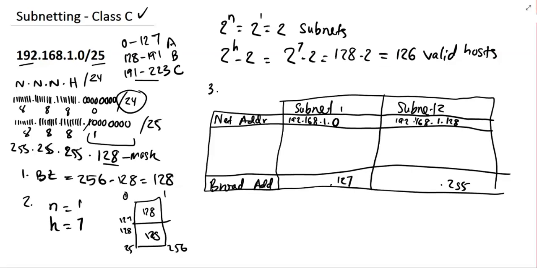The rest you can fill in what's in between. So the first IP and the last IP, and then in between you can continue. So the first one will be 1.1, the one before that will be 126, the one before this will be 254.